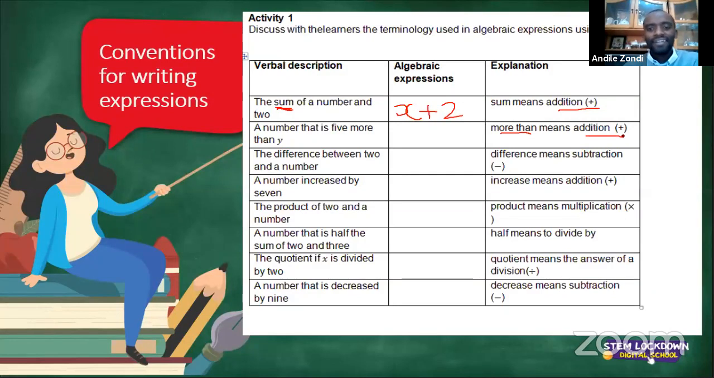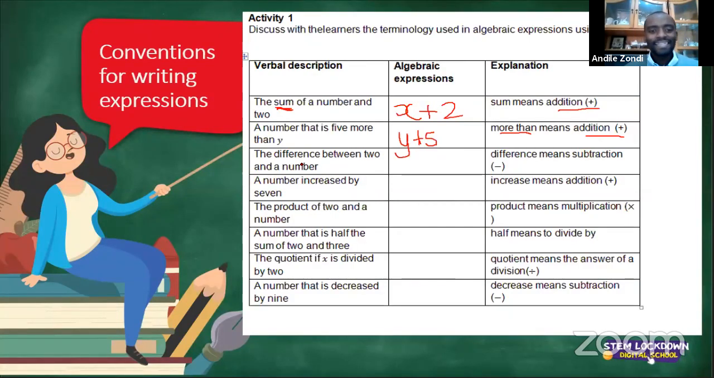So I need you learners to write on your chat, don't raise your hands. Tell me what is the answer. Okay, I see answers. Well done. Just compare your answer to my answer. A number, in this case, it's y. We're told it's y. And 5 more than that, that's 5. Well done, learners. Okay, the next one.